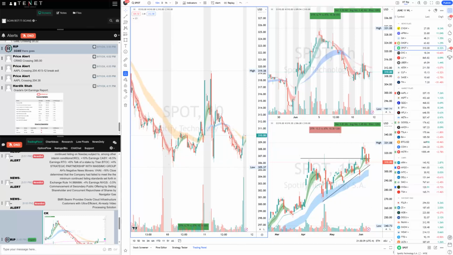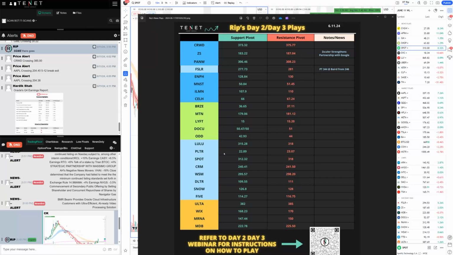So, just a bunch of showing you how you can use the levels to trade. I just showed you the levels on SPOT. I showed you the levels on CELH. And the next one I'm going to show you is FSLR.